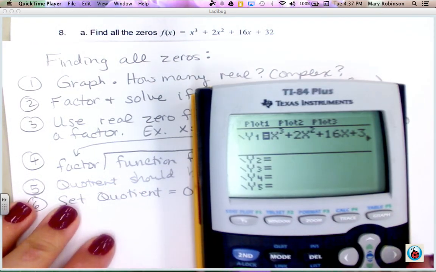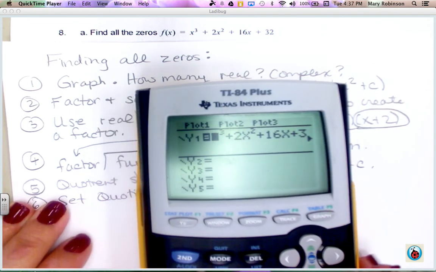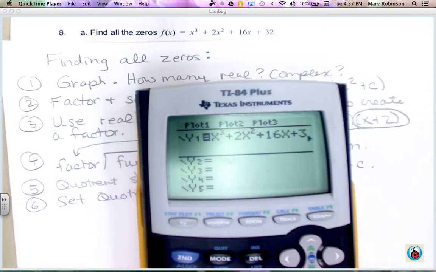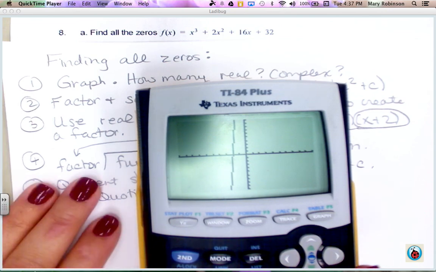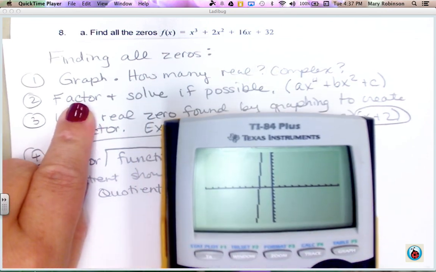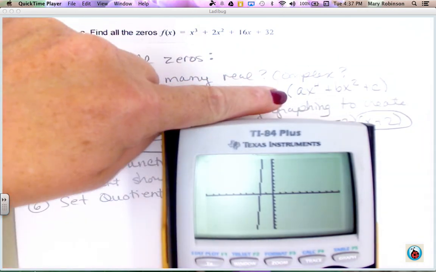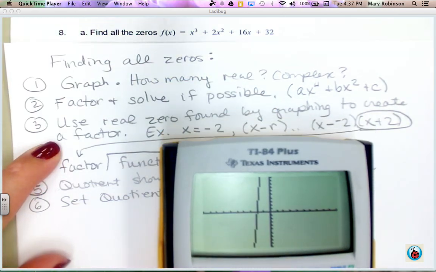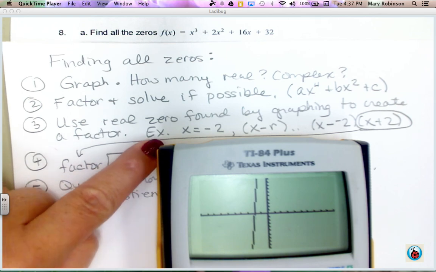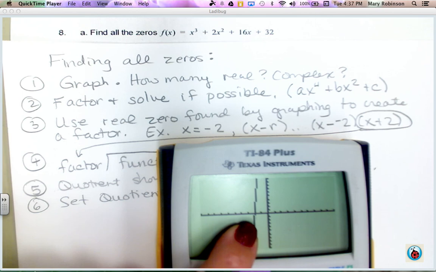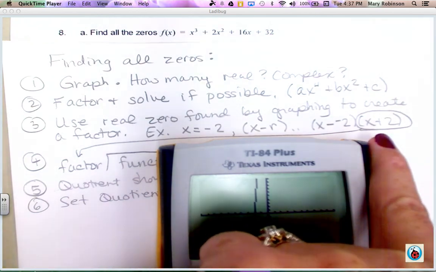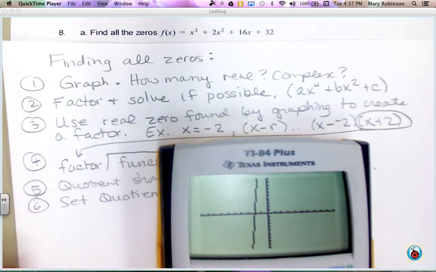So we're going to do all these steps. Step 1 is to graph. So we can see our function there, x cubed plus 2x squared plus 16x plus 32. When we graph it, we see it crosses at -2. So this is not one we would factor and solve because it's not in this form. So step 3 says we use this real zero, which you can see I already used it here. For example, since our x is -2, my factor is x plus 2. So then I'm going to move on to step 4.